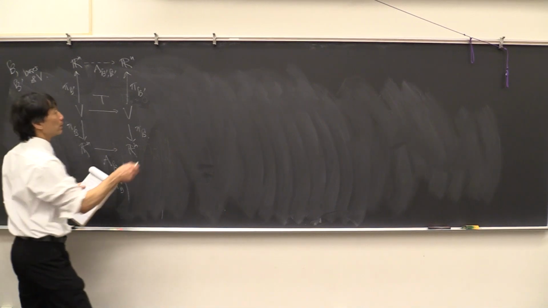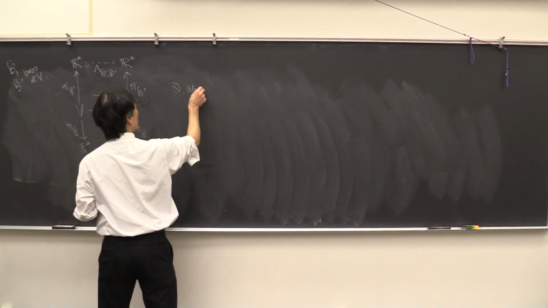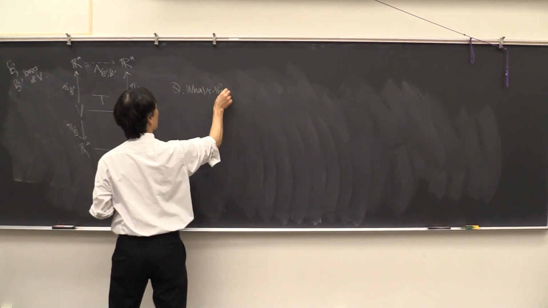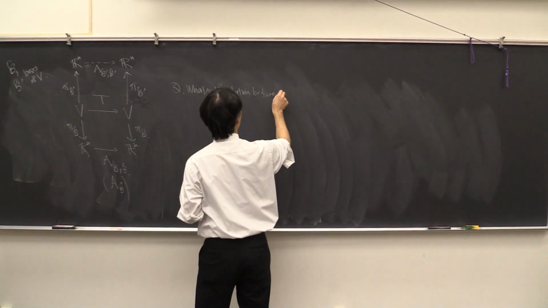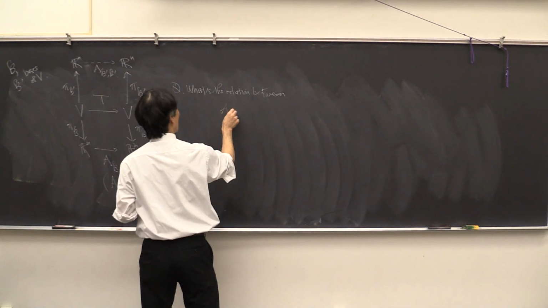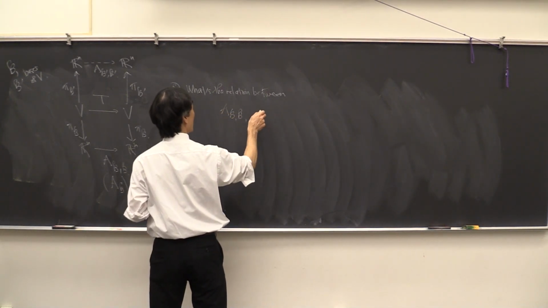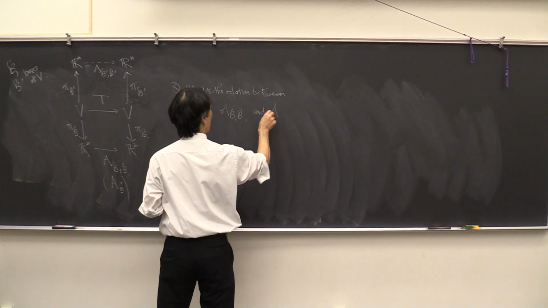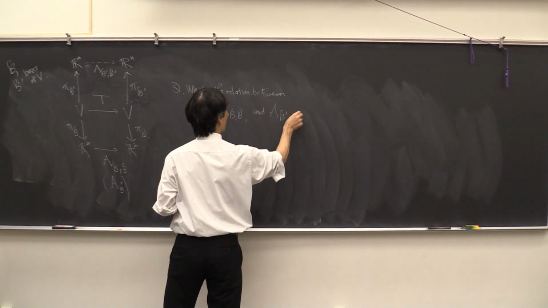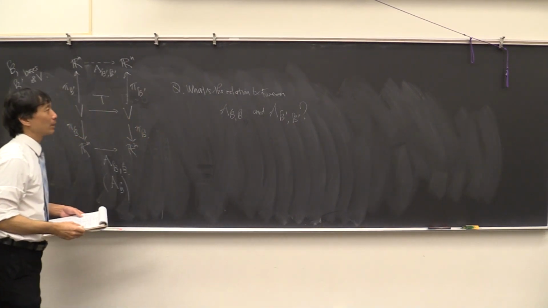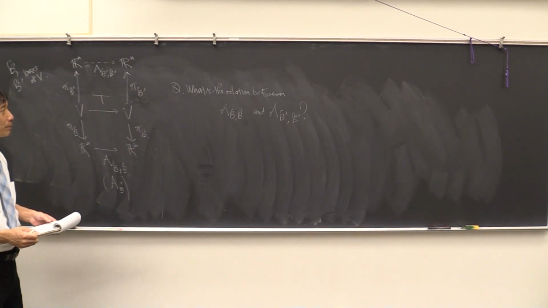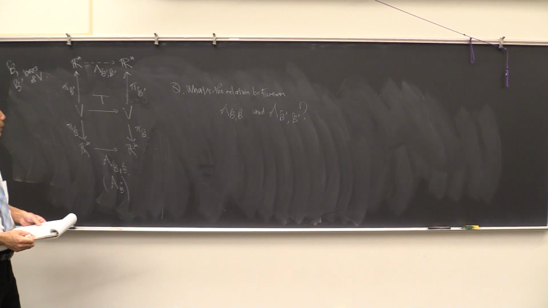So the question is, what's the relation between A sub B, B and A sub B prime, B prime? And now I see why I just wrote it one time. A sub B and A sub B prime. Okay.